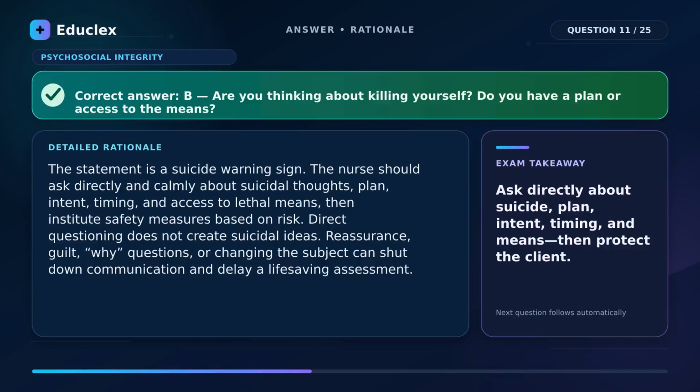Direct questioning does not create suicidal ideas. Reassurance, guilt, why questions, or changing the subject can shut down communication and delay a life-saving assessment. Exam takeaway. Ask directly about suicide, plan, intent, timing, and means, then protect the client.